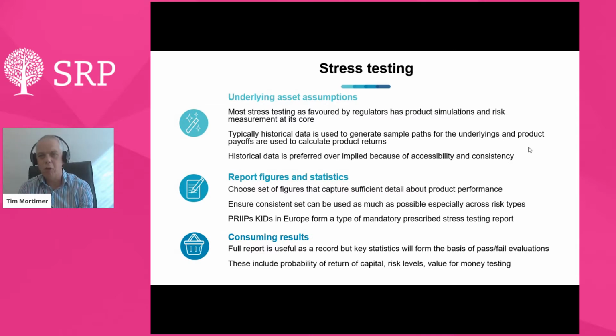So when it comes to consuming results, I'll show an example of how a stress test report might look later. But consuming those results is important. Generally you keep the full report, but ultimately, as I said, you want to decide whether something is going to pass or fail. So you also need to decide which of those statistics will form the basis of that evaluation. And it's generally simple things like return of capital, risk level, or what's called a value for money test, which we'll talk about later.